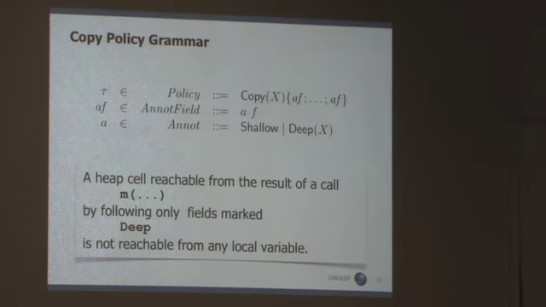Intuitively, what this policy specifies is that you have a heap cell, because we're talking about heap cells in memory, that will be reachable from the result of a call to a method that respects this policy. If you only follow these deep methods, then you should have something fresh, which should not be reachable from any local variable in the other structure or from elsewhere. So that's the summary of the language of annotations.